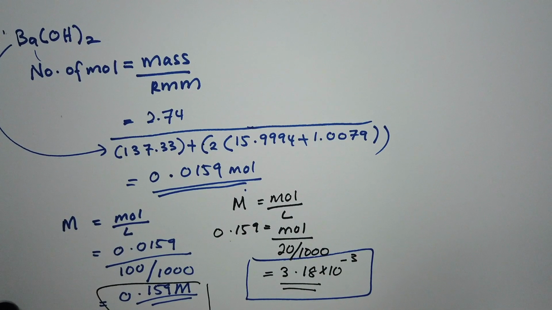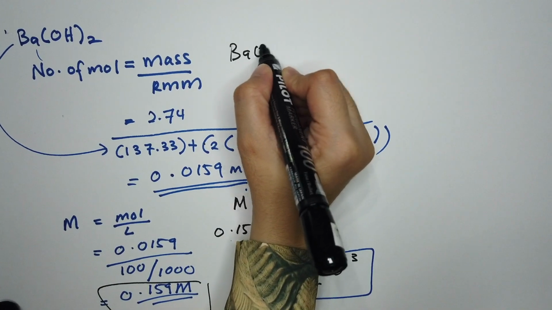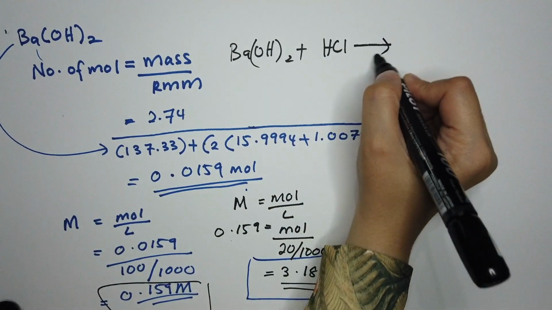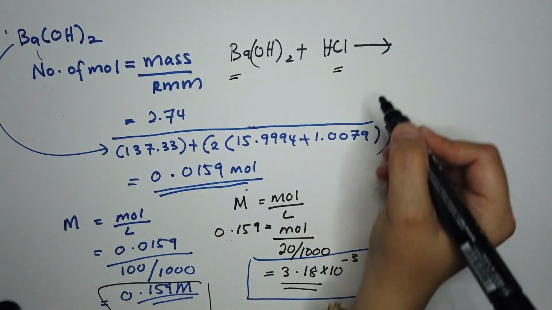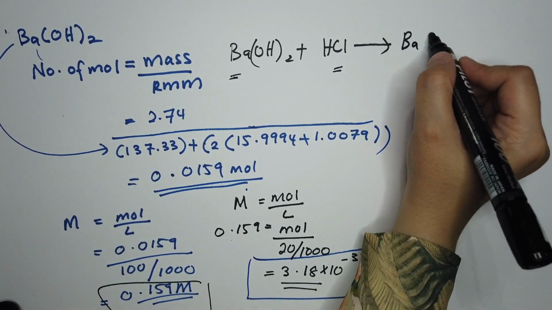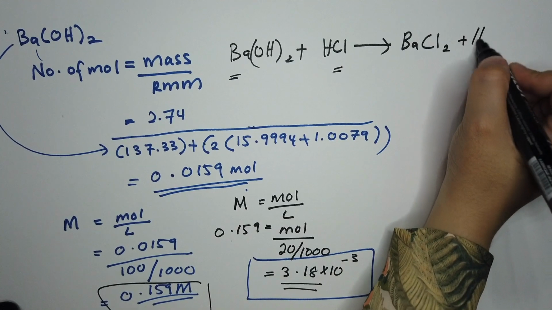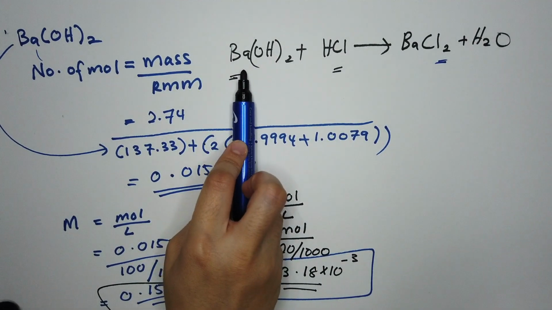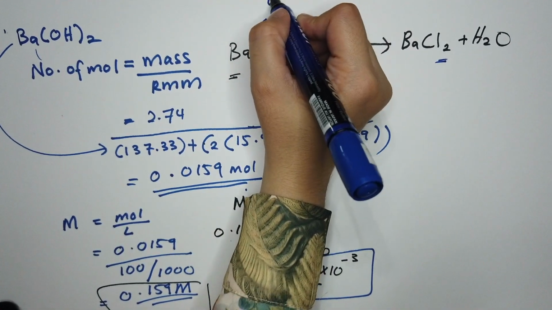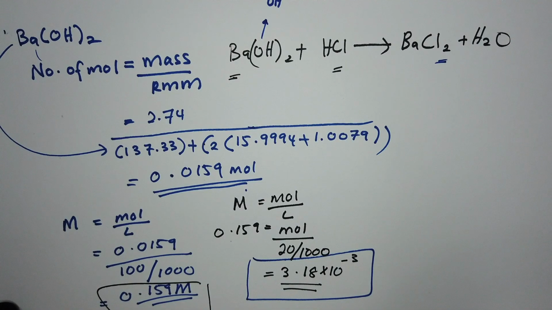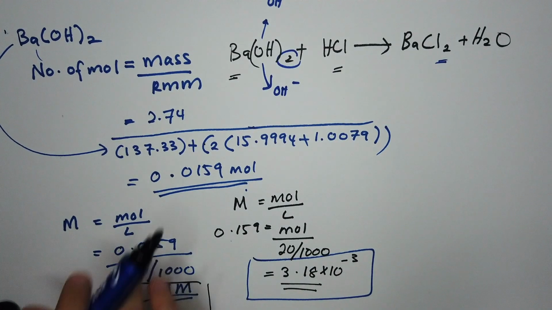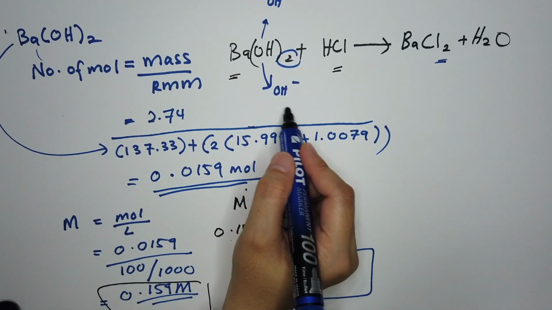So the next thing that you need to do is you need to write the balanced chemical equation. So barium hydroxide plus HCl, you should produce BaCl2 plus H2O. Alright, why do I put 2 here? Right, so Ba and OH. You know that OH is always OH negative, right? So since OH is OH negative, but the formula for barium hydroxide is Ba(OH)2, so means that you need 2 molecules of OH here.